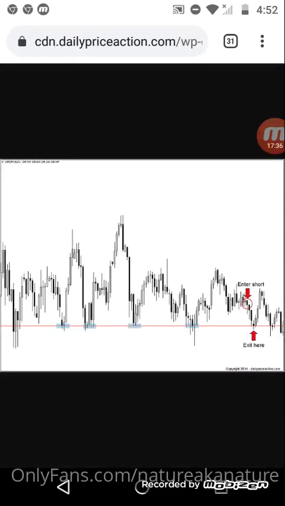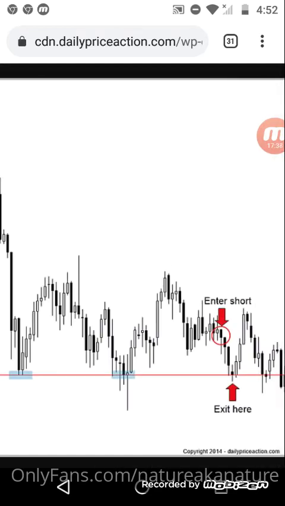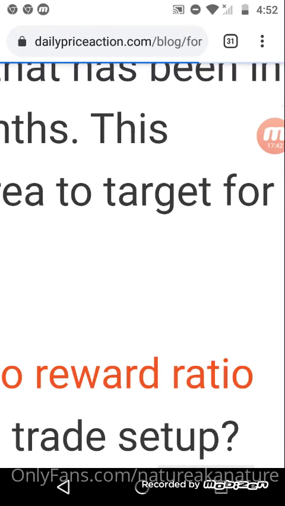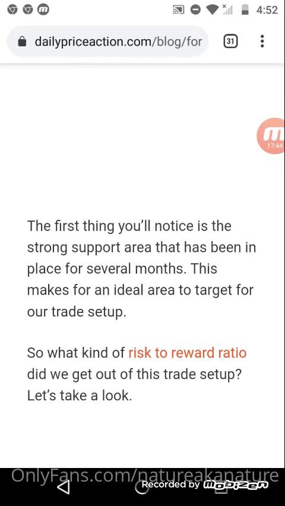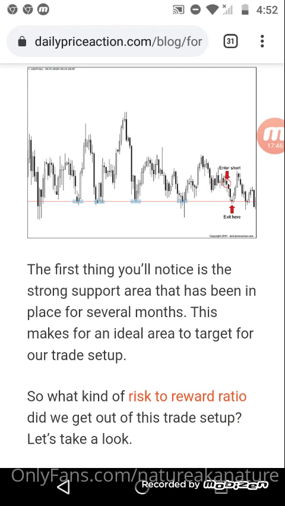So the first thing you notice is the strong support area. You see the blue highlight lines. Those are support levels, support areas where the market went to. Remember, the support is the bottom, resistance the top. So it was a strong support area that had been in place for several months. This makes for an ideal area to target for our trade setups.